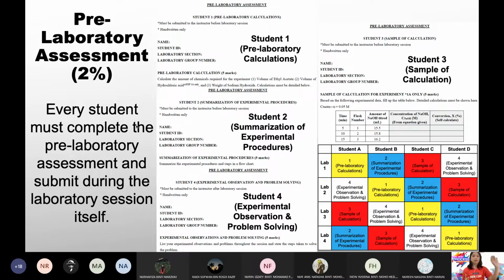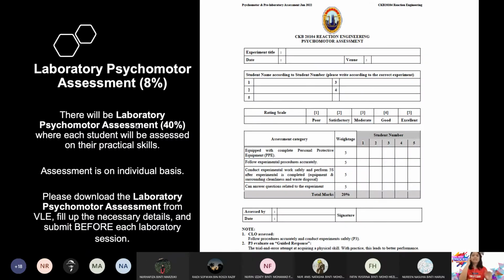Student 1, calculate the chemicals, prepare chemicals. Student 2, run the experiment. Student 3, fill up the experimental result. Student 4, troubleshoot the problem. So that's why you must rotate, so that every week you do one role, one responsibility, and we rotate the responsibility. Okay, it's fine. If you feel there is too much information, I will inform you again as time goes by.